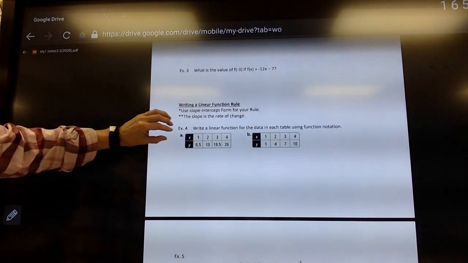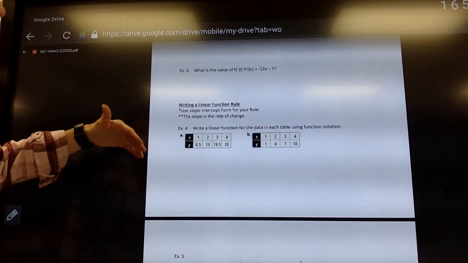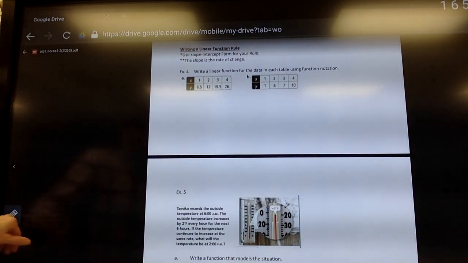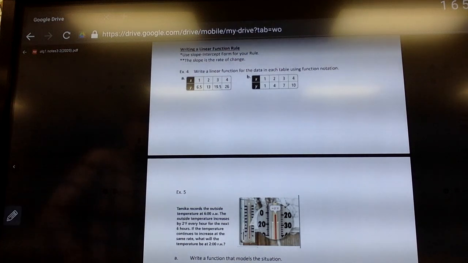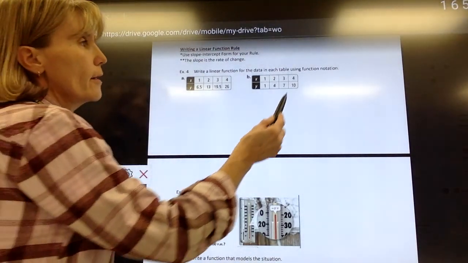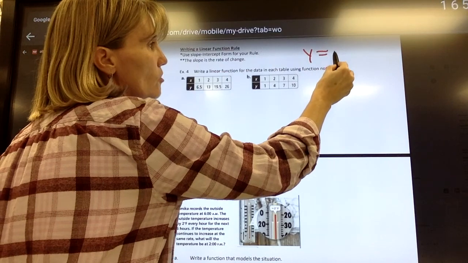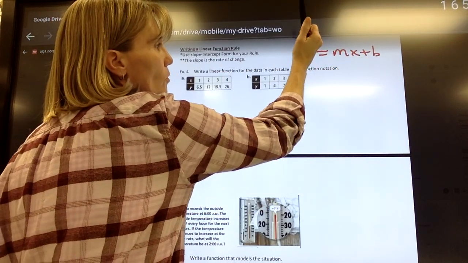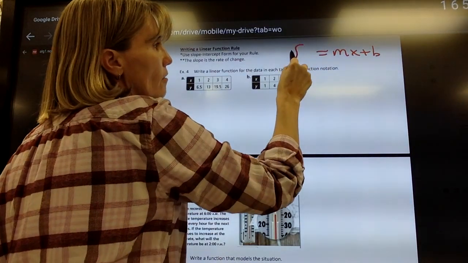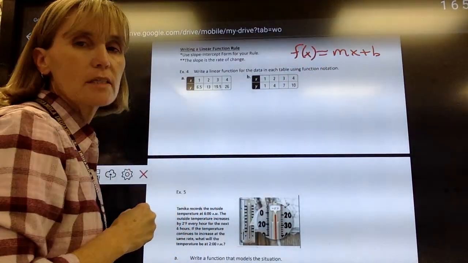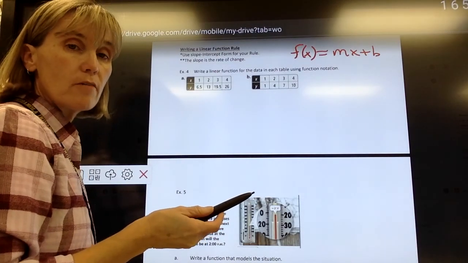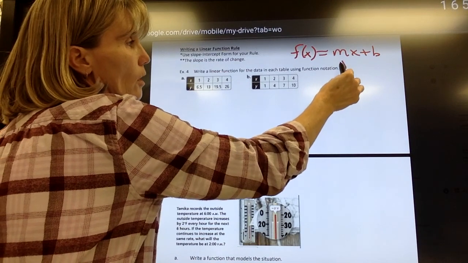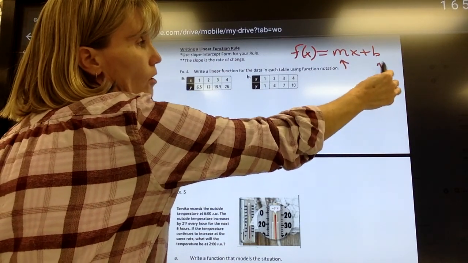Okay, it says writing a linear function rule. The rule is to come up with your equation. Just like before, we're going to be writing equations and we're going to do it in slope-intercept form. But now instead of y equals, we are going to be putting f of x there instead of the y. But we go about finding the function the same way that we did in topic 2 for the equation. So we need to know our slope and we need to know our b value.